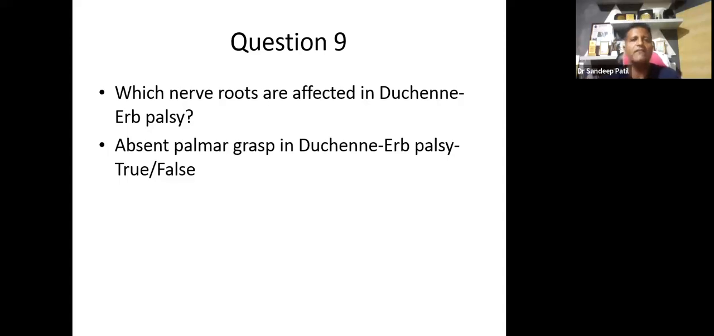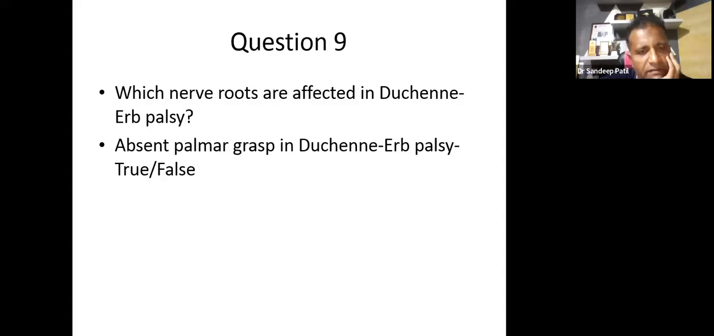Now, we'll move ahead with another question. Which nerve roots are affected in Erb's palsy? And another part of the question is: absent palmar grasp in Erb's palsy, whether it is true or false. One person has written C5 and C6.